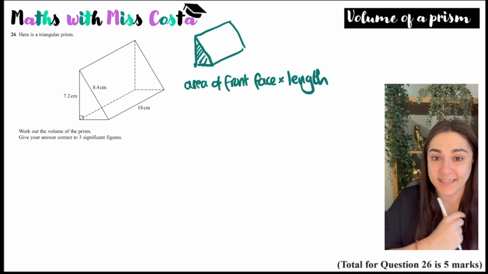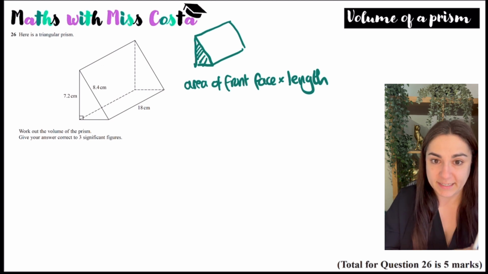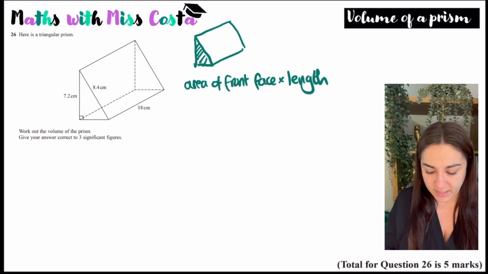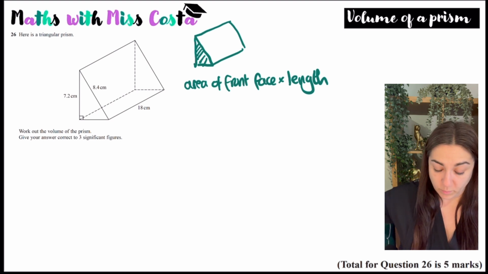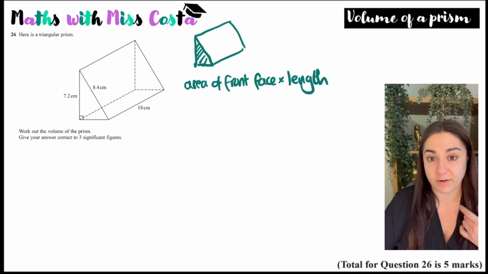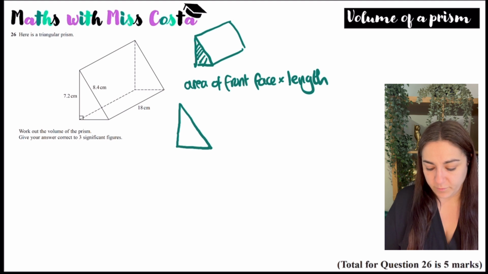An ice cream cone is not a prism because it gets smaller and smaller and smaller. So a prism is if it's the same shape throughout. If you pushed that shape throughout the shape, it would remain the same. And the face is the front, well, any of the outside bits would be a face, but we do the area of the front face times by the length. So that means I know that I need to work out the area of this triangle.